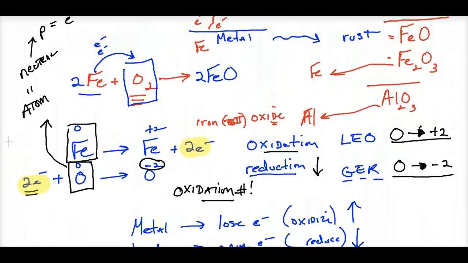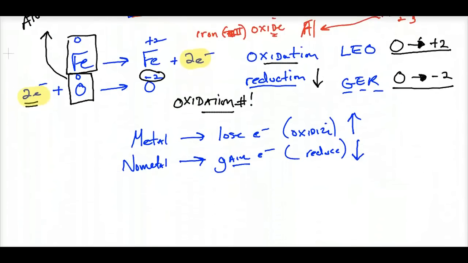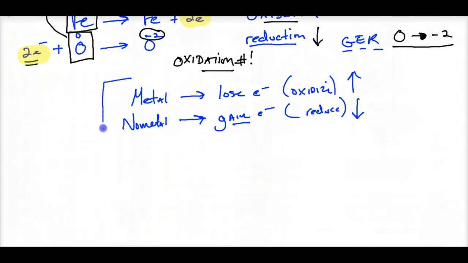And believe it or not, a Regents question pops up: can you have reduction without oxidation? And of course you can't. You can't have someone losing unless someone's gaining. So electrons are being passed around. Very important. That's essentially the basics we have.